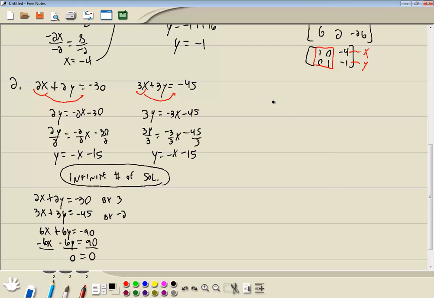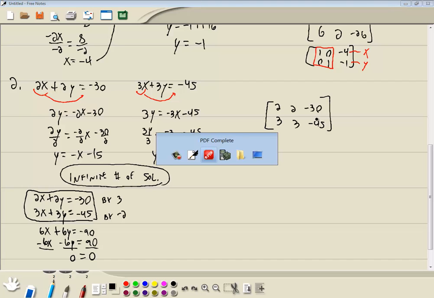Now do it on the calculator. Now here's our set of equations we're working with again. So I'll drop the x's, drop the y's, and equals. Keep the numbers in their signs. So I got 2, 2, negative 30, and I got 3, 3, negative 45.